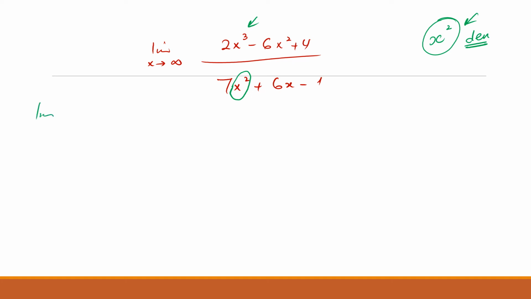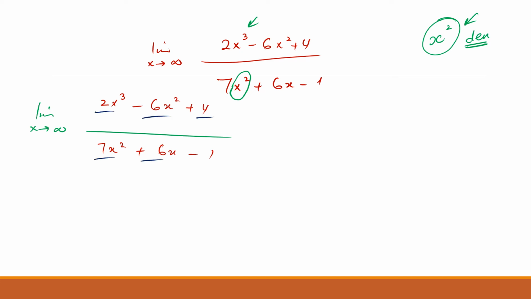What will we do? Now we will write our question as it is first, and after that we will divide all the values with the variable of the highest degree of the denominator. So that is already x square, we found out.